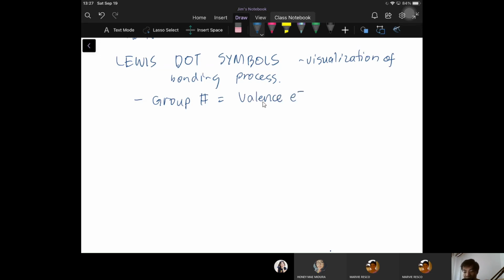Diba sabi natin kanina, group number is equal to valence electrons. So, that means, kunwari, group 7 ka, may 7 valence electrons ka. Kunwari, group 6 ka, may 6 valence electrons ka. So on and so forth. Okay, so ano ginawa ni Gilbert Lewis? So itong valence electrons natin, ni-represent yan ni Gilbert as dots. So pinakita niya yung valence electrons as tuldok. Mga tuldok sa atom.